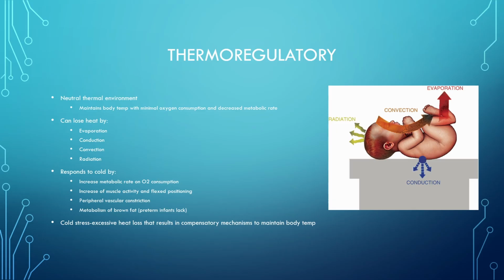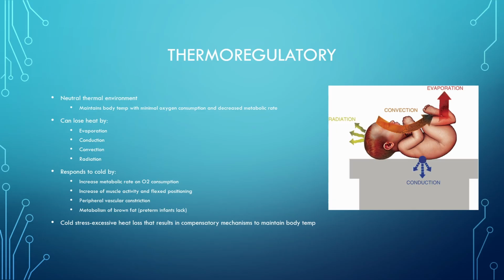Infants are at a higher risk of thermoregulatory problems because they have a higher body surface area to body mass. They can have limited fat and a higher metabolic rate, and they might not be mature enough to regulate their temperature. They also have the inability to shiver. So it's really important that we try to keep what's called an NTE, a neutral thermal environment. This is maintaining the body temperature with minimal oxygen consumption and a decreased metabolic rate.